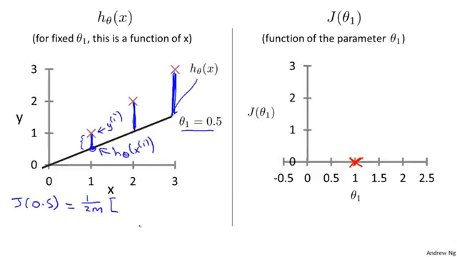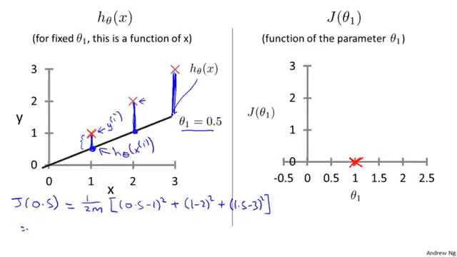Right? So the first example is going to be (0.5 - 1) squared, because my hypothesis predicted 0.5, whereas the actual value was 1. In my second example, I get (1 - 2) squared, because my hypothesis predicted 1, but the actual housing price was 2. And then finally, plus (1.5 - 3) squared.